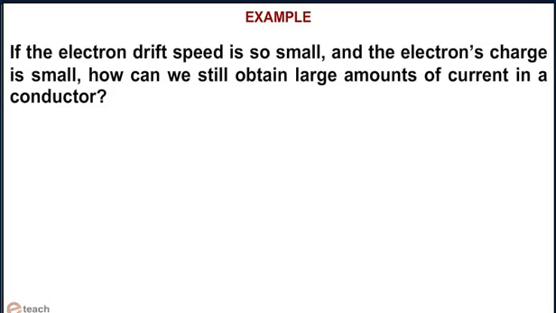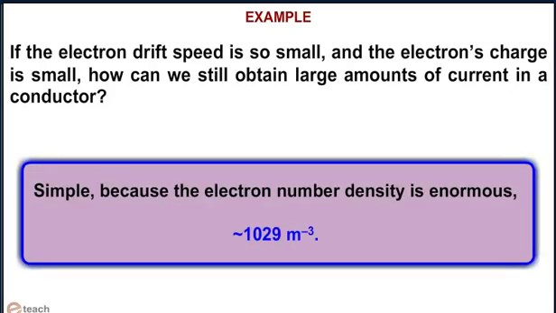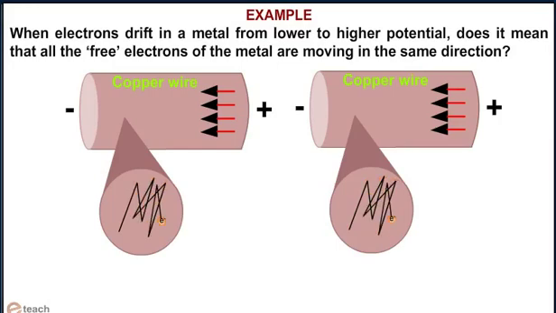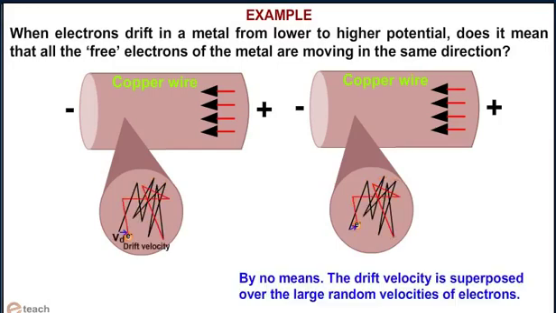The electron drift is so small and the electron charge is also small, but we can get large amount of current in conductor due to enormous electron number density. When electrons drift in a metal from lower to higher potential, it doesn't mean that all the free electrons are moving in same direction, but it is superposition of drift velocity over the large random velocities of electrons.